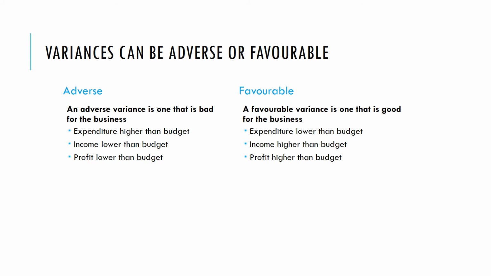It's important to remember that an adverse or favourable variance could be higher or lower. The key is to look at, is it expenditure, is it income, or is it profit? So for example, expenditure higher than budget is adverse, but income lower than budget is adverse. So don't look at whether it's higher or lower, ask yourself, is it good news or bad news?